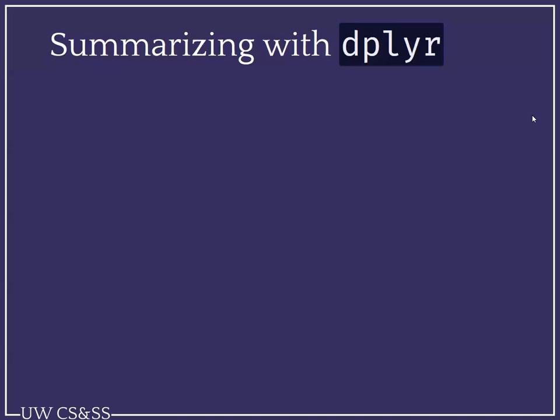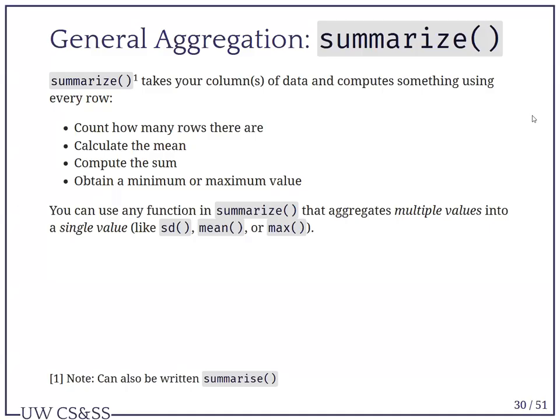So summarizing with dplyr. So for general aggregation, we use the summarize function. Note that Hadley Wickham, I think, is from New Zealand. So you can actually use summarize with an S. You'll see that in a lot of code, summarize with an S instead of summarize with a Z. I'm from the US. I think summarize has a Z in it. Both of them work. You'll also note in ggplot, color with a U also works for the same reason.